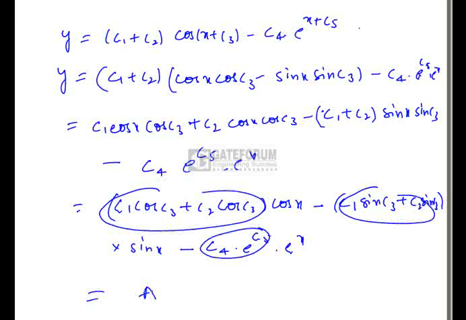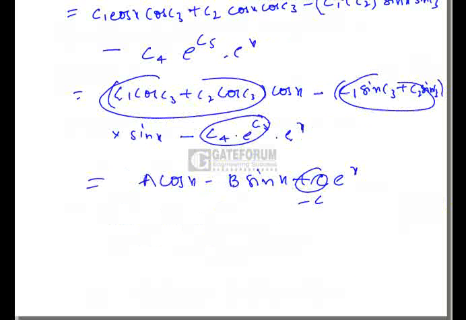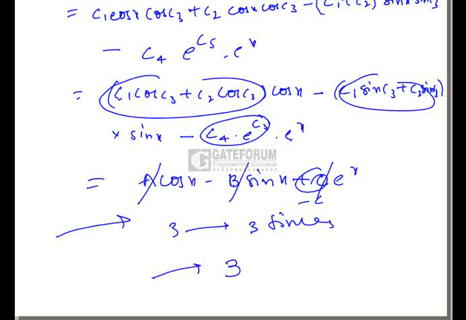So I can write this as a cos x minus b sin x plus c e power x, plus c or minus c, that makes no difference. Now, there are totally 3 constants involved here, a, b and c. Now, if there are 3 constants, we need to differentiate 3 times. If you are differentiating 3 times, its order will be 3.